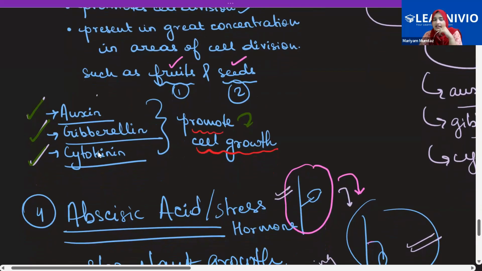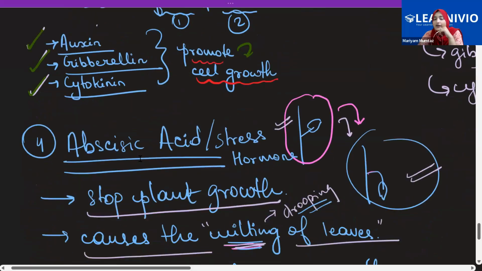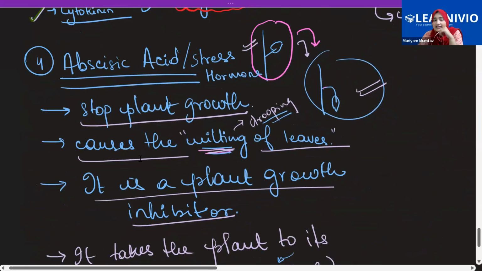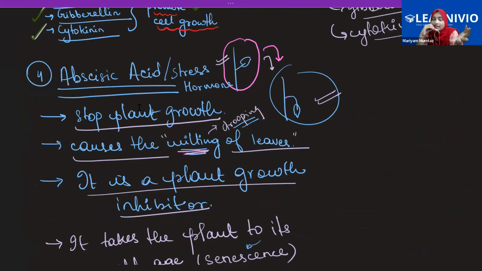Now, auxin, gibberellin, cytokinin, these 3 hormones together promote the growth of the plant. And we call them the plant growth promoters. Whereas abscisic acid is called the stress hormone. Stress hormone, why? Because when abscisic acid is secreted, it stops the growth of the plant. It doesn't let the plant grow. And you might have seen that there are many plants that droop down, that wilting of the leaves happens. That's also because of the abscisic acid.